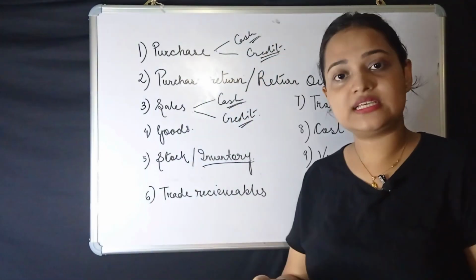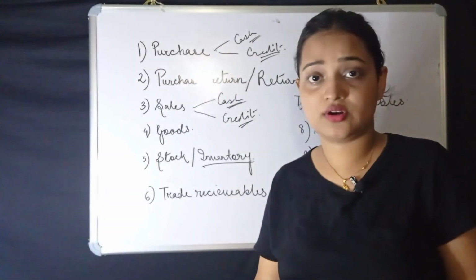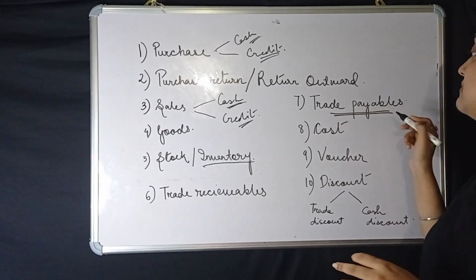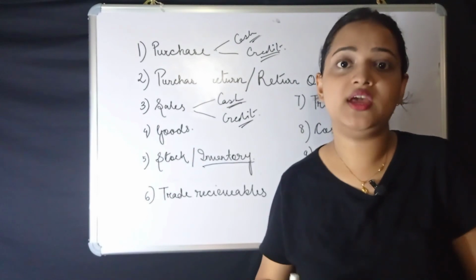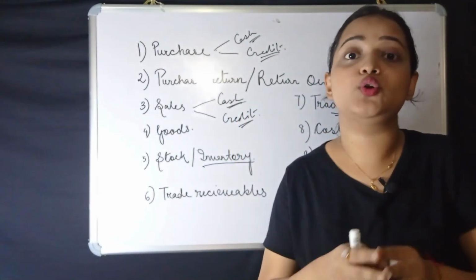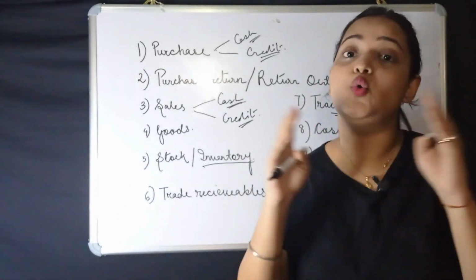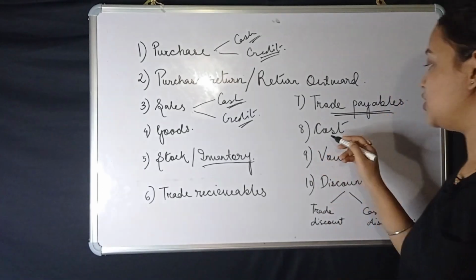All right. The next term is trade payables. So we also tend to buy things on credit, right? So trade payables means the amount which the business has to pay. Okay, the business has to pay to its creditors. अगर हमने किसी से उधार पे चीजें ली है, तो the total amount is known as what? Trade payables. Next term is cost.